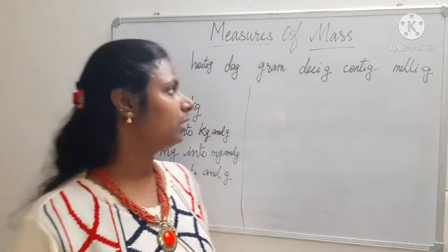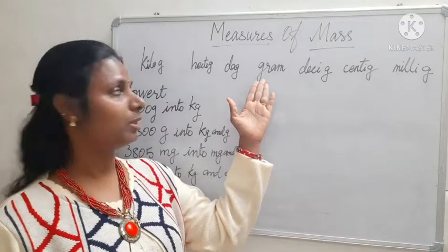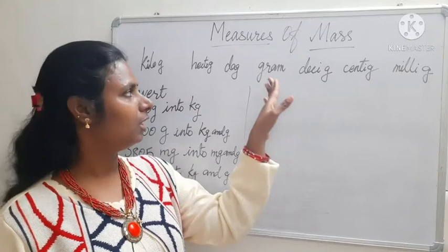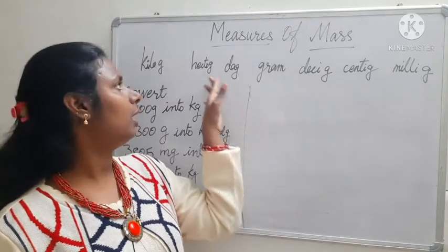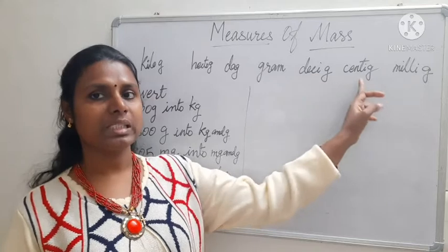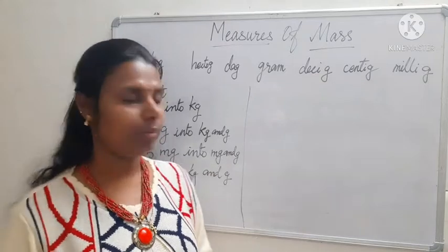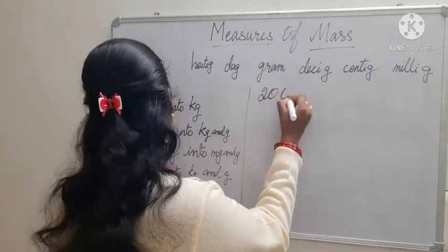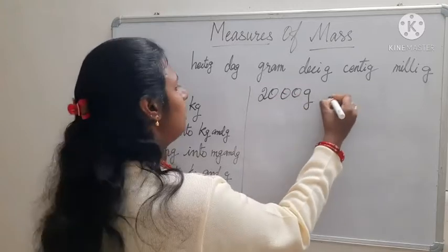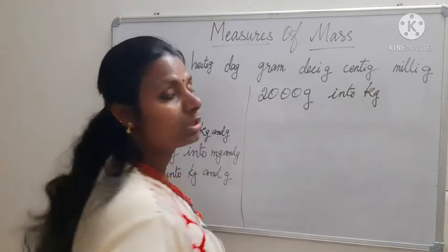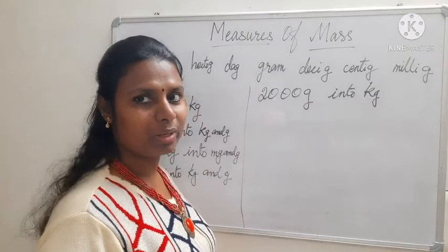Okay. So here I have written metric system gram. Let's do the quick revision. Gram, decagram, hectogram, kilogram. And this side lower units: decigram, centigram, milligram. Okay. So here the first question is 2000 gram into kilogram.